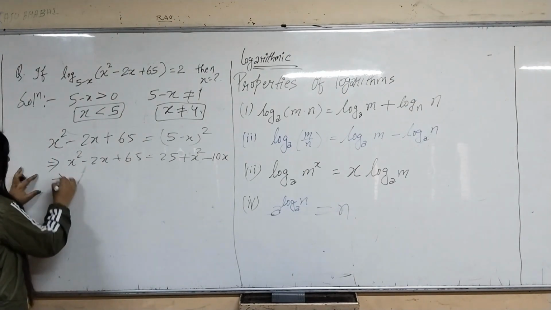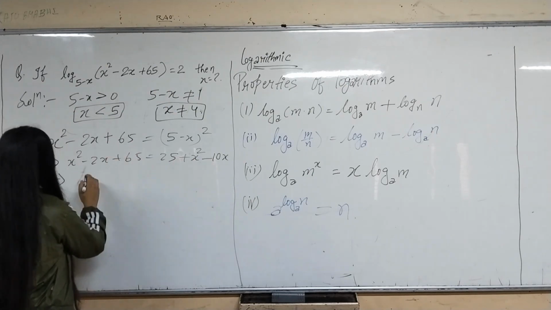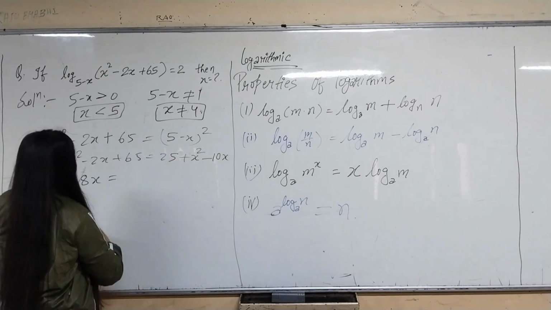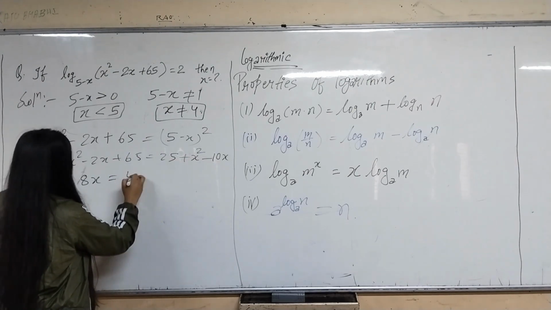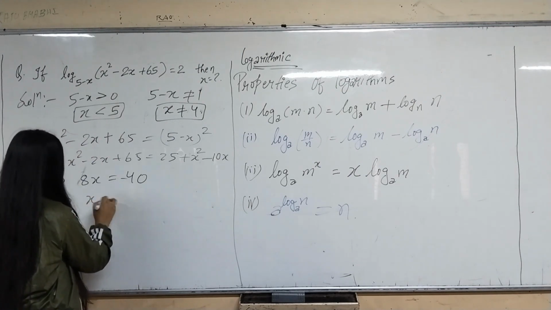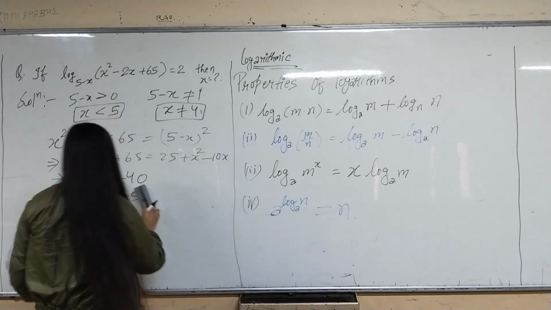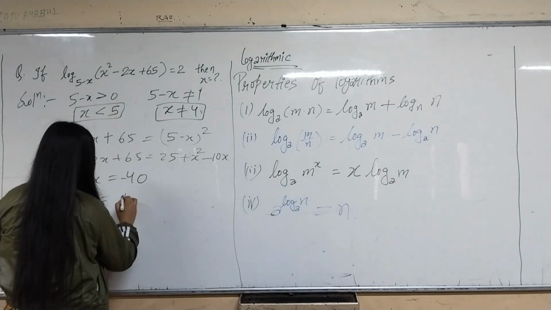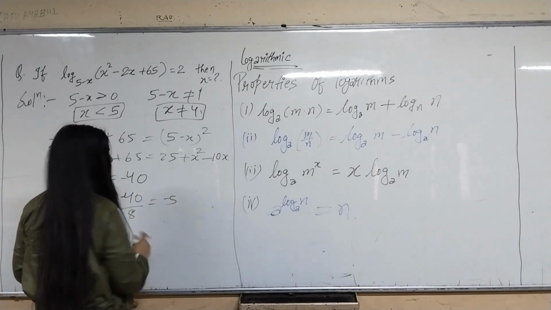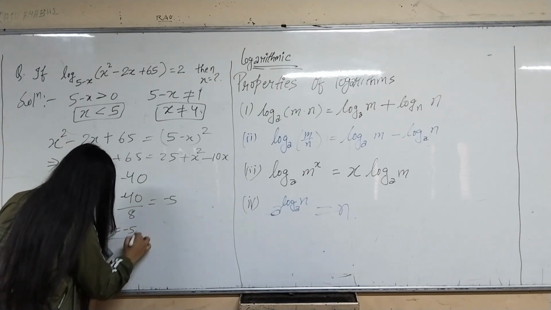Yes. That's good. x square cancels. This 10x can be brought here, so we will have 8x equals 25 minus 65. So it will be minus 40, and x equals minus 5. How? Okay, let me explain. Minus 40 divided by 8 is minus 5. So we have x equals minus 5.